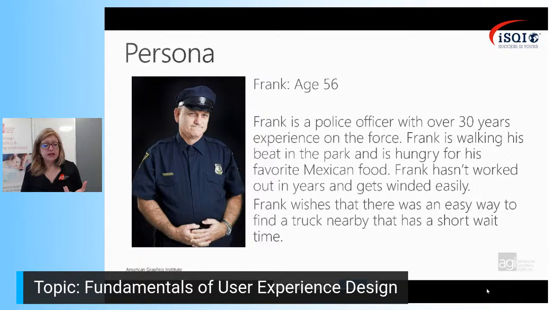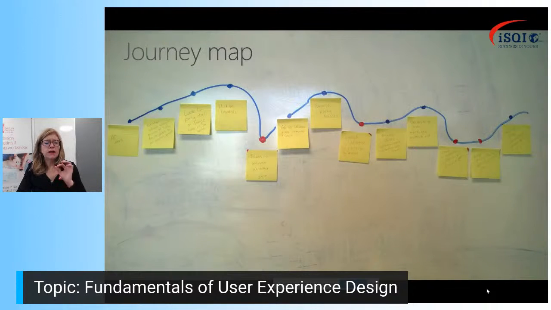Frank is walking his beat in the park and is hungry for his favorite Mexican food. Frank hasn't worked out in years and gets winded easily, so he's a little out of shape. But he wishes that there was an easy way to find a truck nearby at a short wait time. So you build these personas from perhaps people even that you spoke to in your interviews. I'm doing a quick introduction of other things as well.